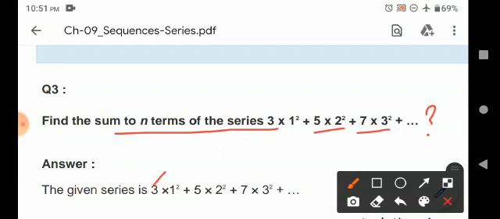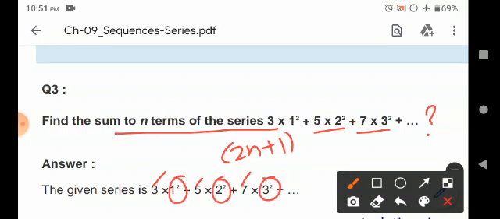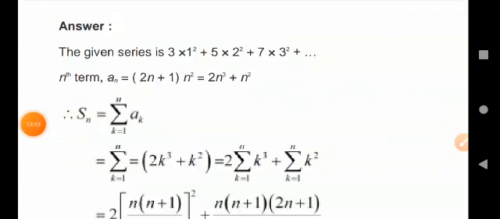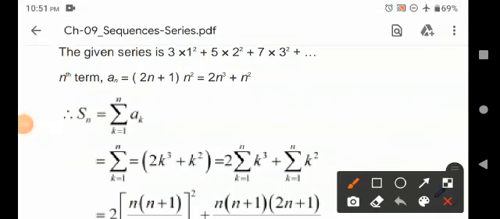The first factor here is the sum of odd numbers. Therefore the odd numbers are given by the formula 2n plus 1. And this is multiplied with 1 square, 2 square and 3 square, therefore it gives n square. Therefore the nth term of this series is an is equal to 2n plus 1 into n square. Now therefore nth term is given by this formula. By expansion 2n into n square will be 2n cube, n square into n will be plus n square.